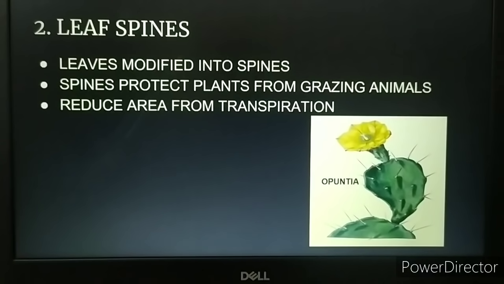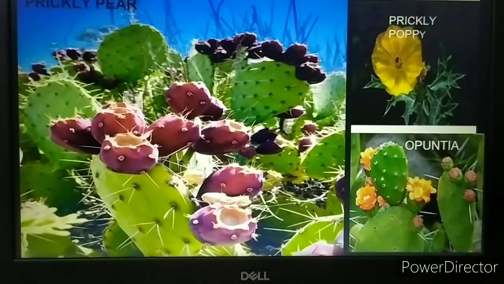Some of the examples of leaf modification are prickly pear, prickly poppy, and the very common example is opuntia, that is commonly called cactus. In all these examples in the module, you can see that the leaves are modified into spines. What for? To reduce the loss of water and also to protect the leaves from grazing animals.